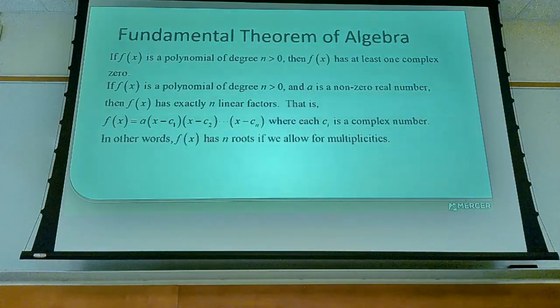What this says is that f of x has exactly n roots, or n zeros, if you account for multiplicities. So if you're given a polynomial with degree 10, you're going to have 10 zeros, accounting for multiplicities. This does include the complex numbers, not just the real numbers.